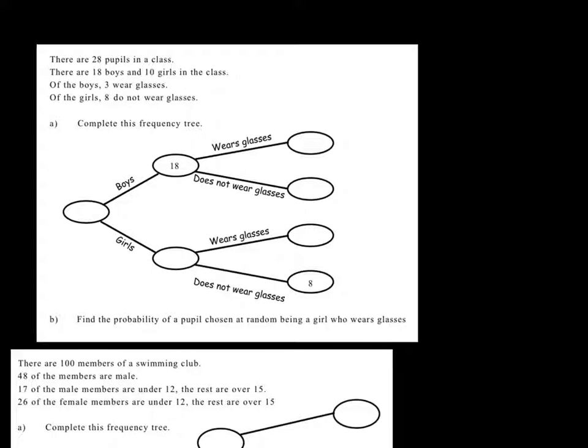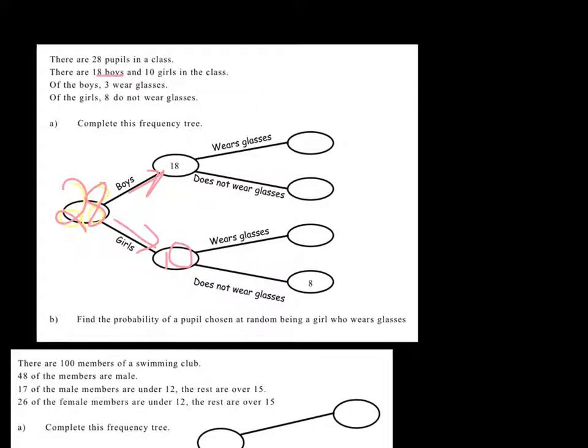Okay, so on this question then it says there are 28 pupils in a class. So the first thing we're going to do here is pop those down. There are 28 pupils in a class. There are 18 boys and 10 girls. So boys, 18, that's already been done in the question, and 10 girls in the class. So actually they've told us there are 10, so we've not got to work that out, but we just need to pop it onto our diagram.